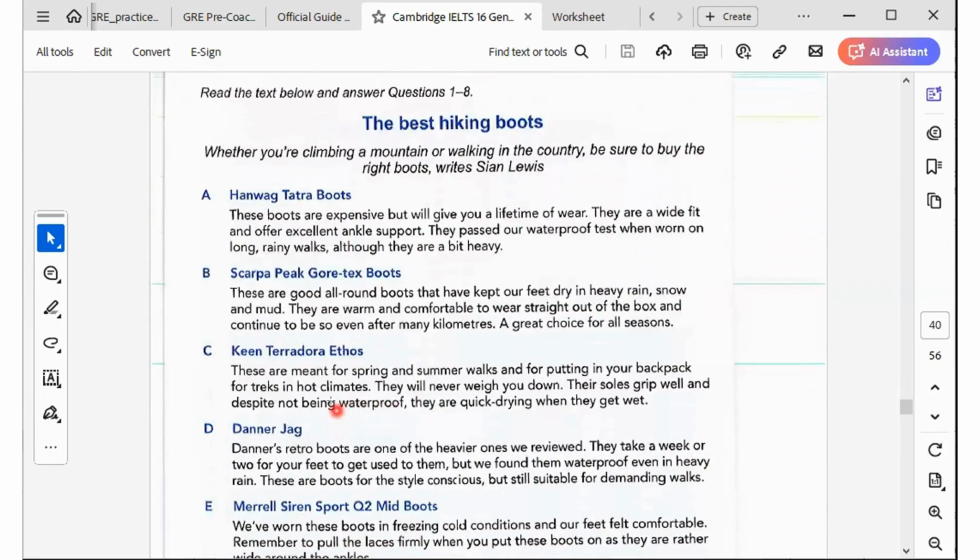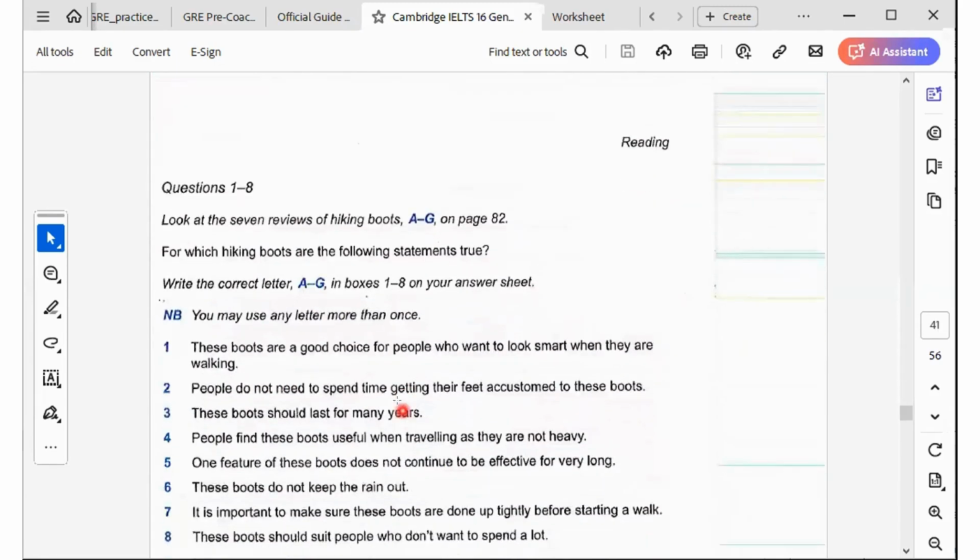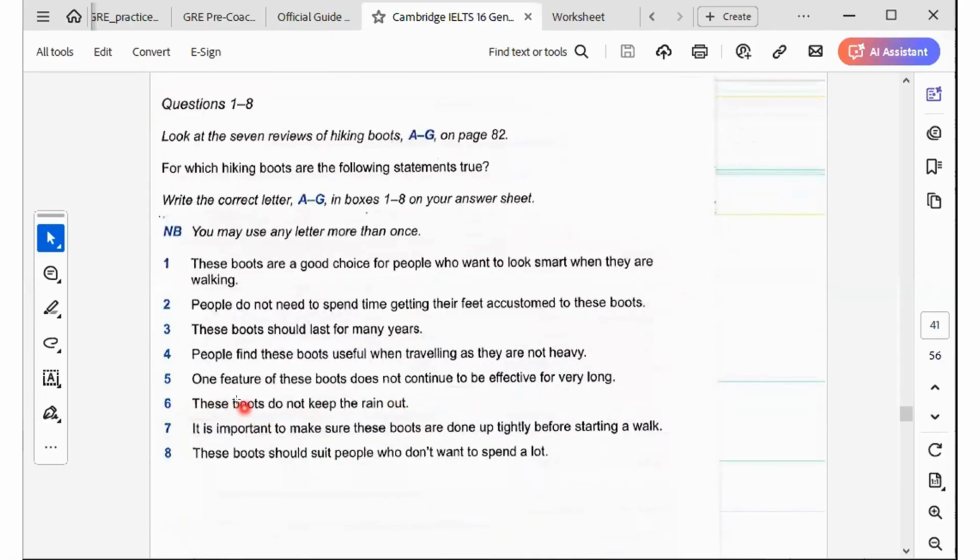Let me see. It says, their soles grip well and despite not being waterproof. Not being waterproof. In other words, water can enter. These boots do not keep the rain out. Number 6. Number 6 can be matched to C. Number 6 is also C. So you see, I've picked C twice. The instruction here says you may use any letter more than once, so it's allowed. You can use C twice. They already gave us the hint.